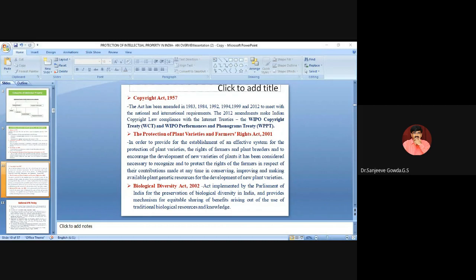Next one. So infringement of patents and remedy here. Sorry, suit for infringement.